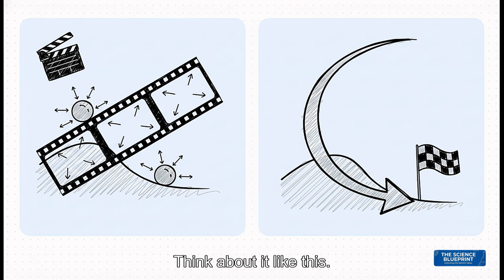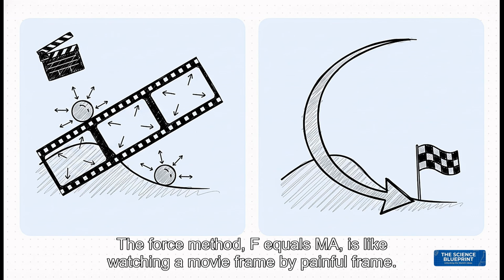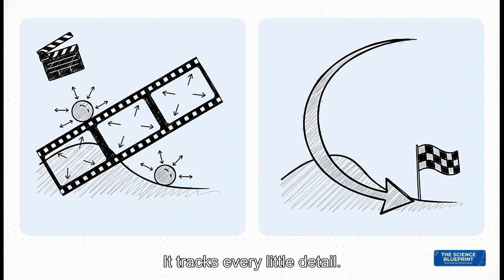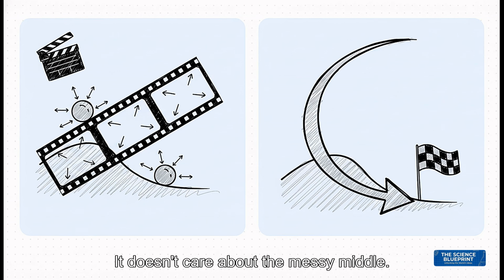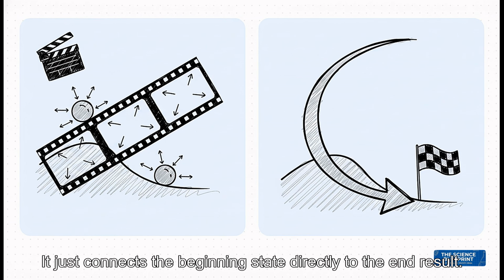Think about it like this. The force method, F equals ma, is like watching a movie frame by painful frame. It tracks every little detail. The energy method, though, it's like skipping right to the final scene. It doesn't care about the messy middle. It just connects the beginning state directly to the end result.